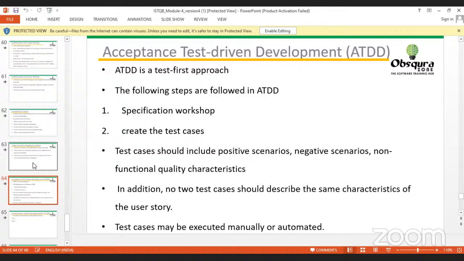And the second is creating the test cases. The test cases involve positive, negative, and non-functional quality characteristics. In addition, no two test cases should describe the same characteristics of the user story. So there should not be any repetition, to avoid which no two test cases should describe the same behavior of the user story. The test cases may be executed manually or automated. Okay.